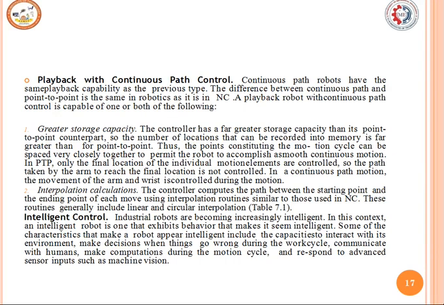Intelligent control is meant to make the robot appear intelligent. It includes capacities to interact with its environment, make decisions when things go wrong during the work cycle, communicate with humans, make computations during the motion cycle, and respond to advanced sensor inputs such as machine vision.